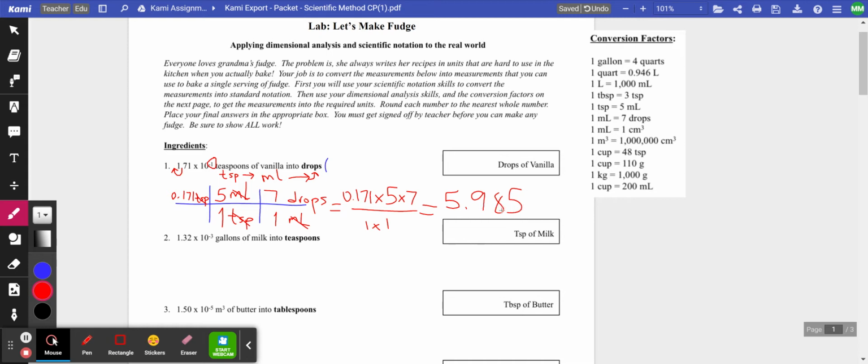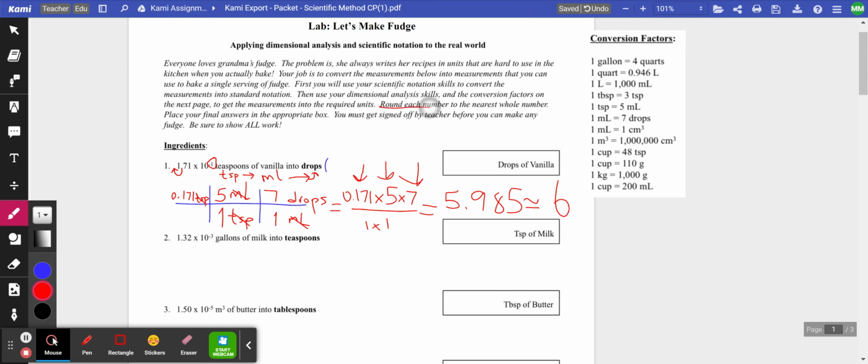5.985 drops. Now I'm not gonna keep all of it. What are the sig figs? I have 3 numbers that I multiplied. So the least sig fig is 1. Right? There's 5, there's 7, so 1. The least sig fig is 1. So I have to round this to only one number. There's only one digit in my answer, so it's the whole number 6, right?